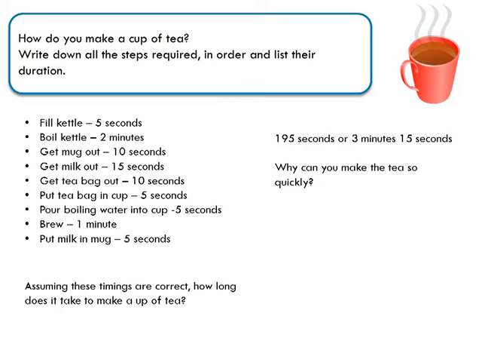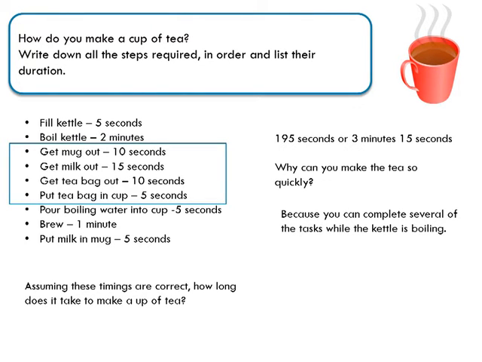Well, according to my calculations, it should take about 195 seconds or 3 minutes 15 seconds to make a cup of tea. So why can you make the tea so quickly? If you added up all of these durations here, it would take much longer than 3 minutes and 15 seconds. Well, the reason is because you can complete several of the tasks while the kettle is boiling. These ones in the box, for instance, can be done while you're actually waiting for the water to boil in the kettle. And this idea, this is what critical path analysis is all about.